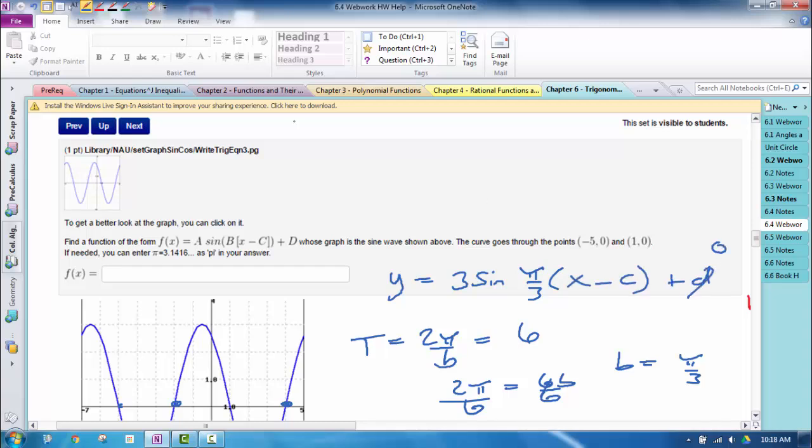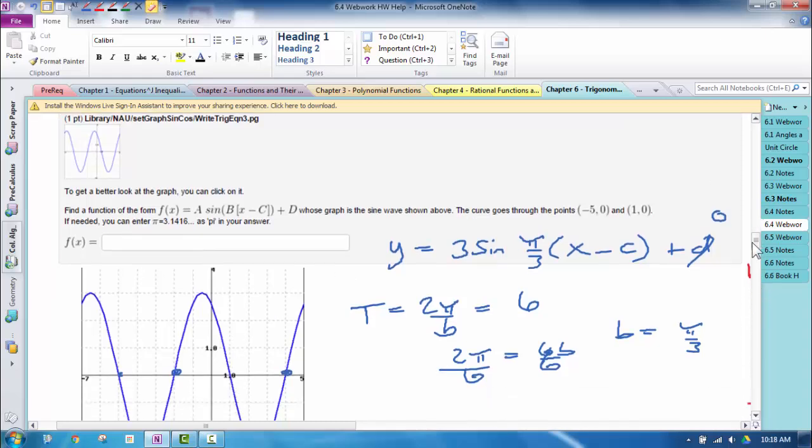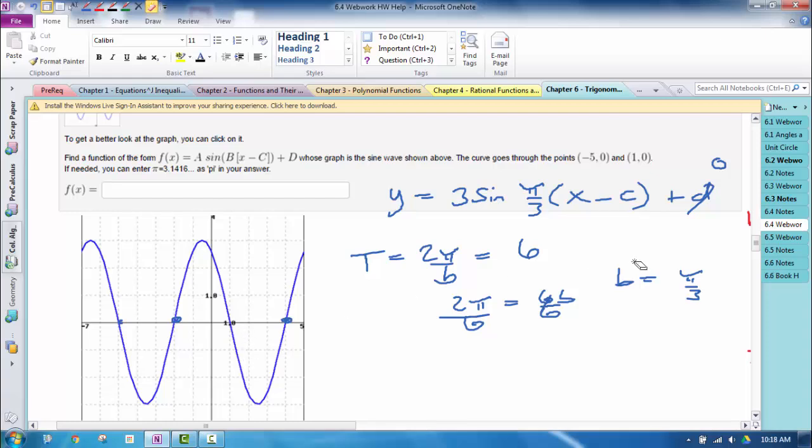Now my d is 0 because it's not shifted up or down at all, as you can tell from the graph. The graph is right here. It's not shifted up or down at all, so my d is just going to go away.